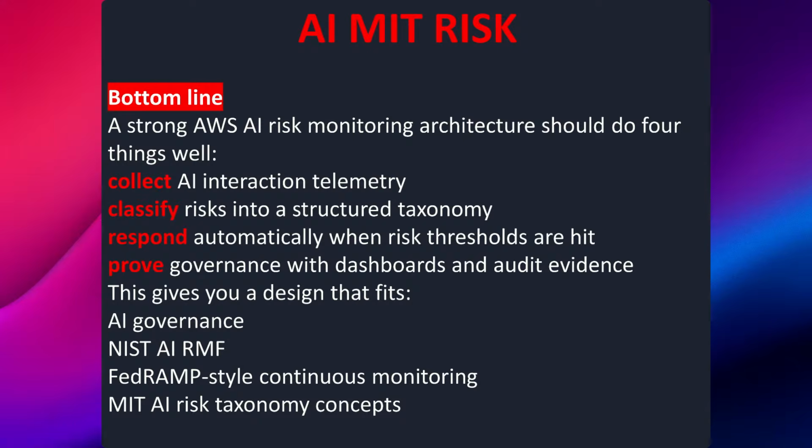And from there, from the RiskMind architecture, once again, they want you to collect AI interactions, classify risks into a structured taxonomy, respond automatically when risk thresholds are hit, and prove governance with dashboards and audit evidence. But as an engineer, what are you proving? Can you validate it? Is the dashboard really saying what it's supposed to be saying?